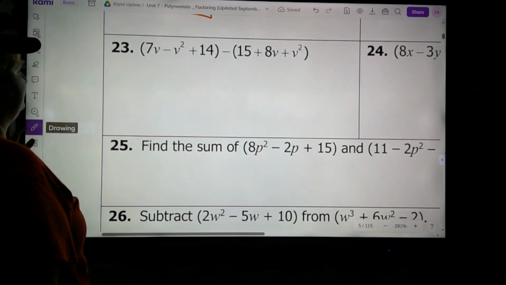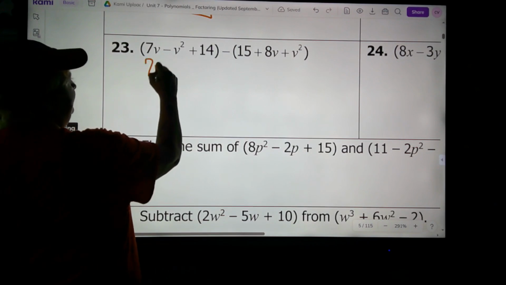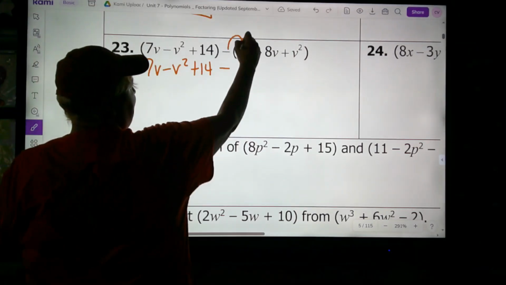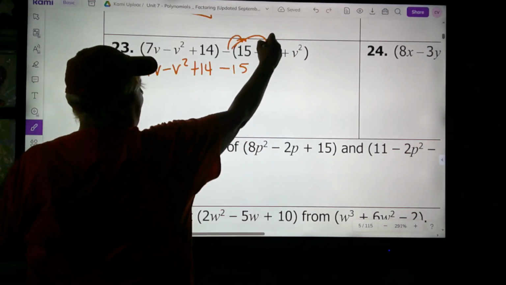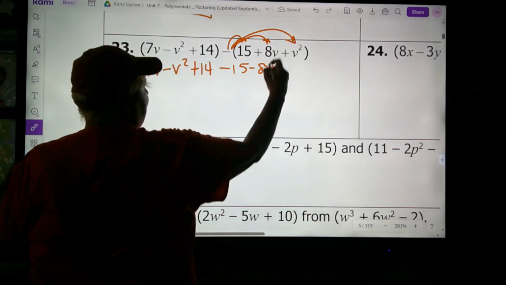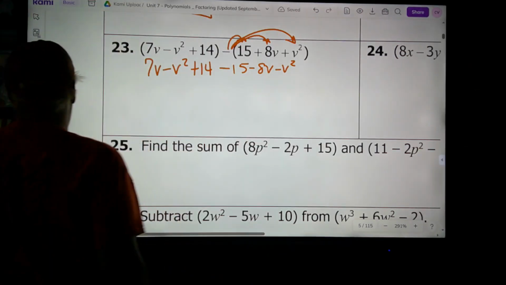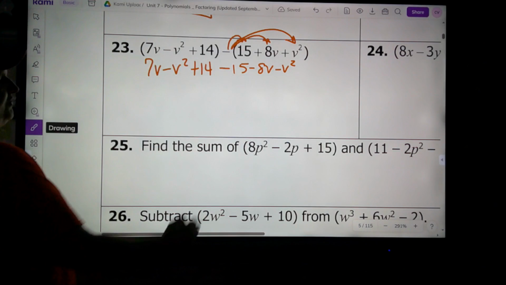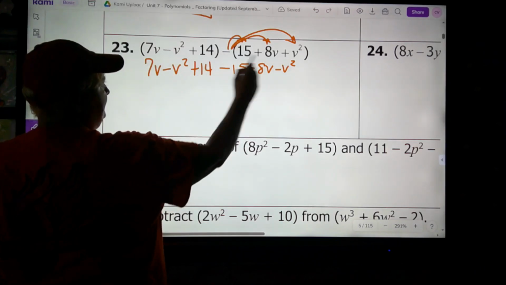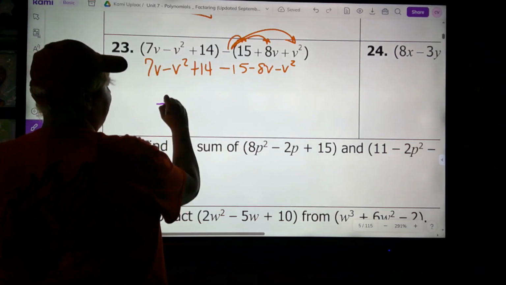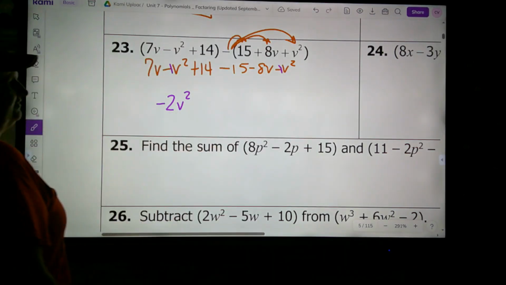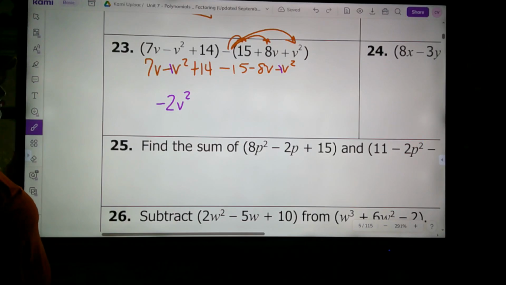Another negative. 7v minus v squared plus 14 minus 15 minus 8v minus v squared. Highest exponent, v squared. Minus v squared plus a minus v squared is minus 2v squared. Remember, there's invisible ones. A negative 1 plus a negative 1 is a negative 2.